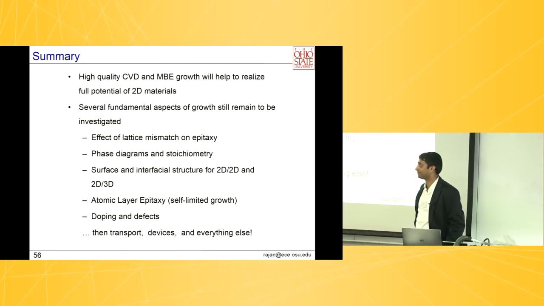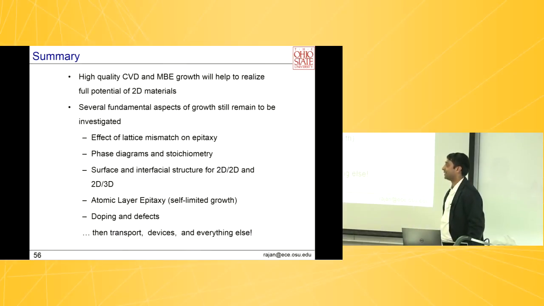Can I actually ask a question about strain? When you're growing these epitaxially, there is some lattice mismatch, right? So do these get strained in the same way that 3D on 3D would be strained, or not? Yeah, so I think the understanding is that they don't get strained. They grow relaxed from the first layer on.